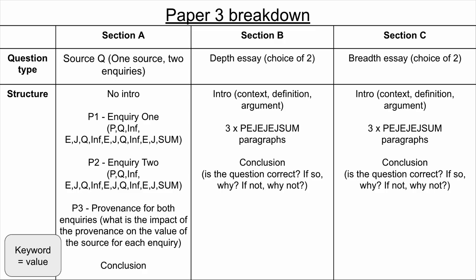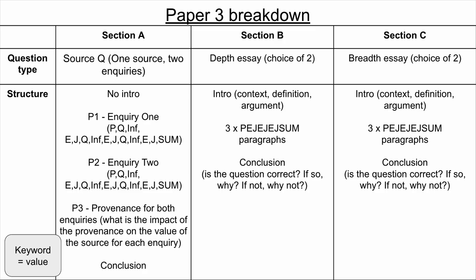The key word for source questions is value. So what we're doing in paragraphs 1 and 2 is we're making inferences. I suggest making 3 inferences, using our own knowledge to test those inferences, reaching judgments on the value of the source, and then writing a summary. And then paragraph 3 is the provenance paragraph, where we're discussing the impact of the provenance on the value of the source for each inquiry. And then a conclusion, which gives an answer to the question of which inquiry the source is most valuable for.